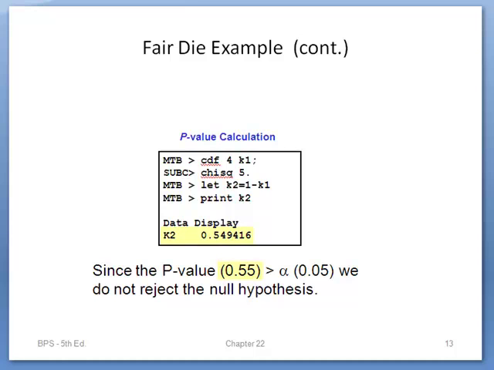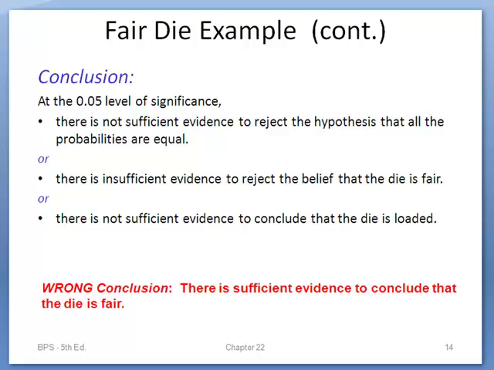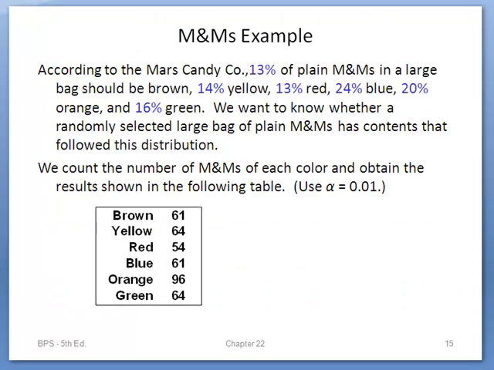So the p-value ends up being 0.55. If you look, K2 is 0.549416. You round it to the second decimal place, it's 0.55. Since it's greater than the significance level we stated at the beginning of the problem, which was 0.05, we do not reject the null hypothesis because that p-value is large. So there's insufficient evidence to reject the belief that the die is fair. We're going to continue with some more examples in Part 2.